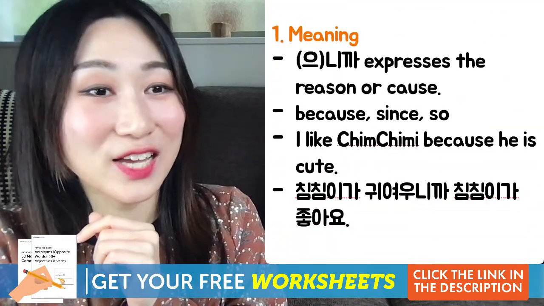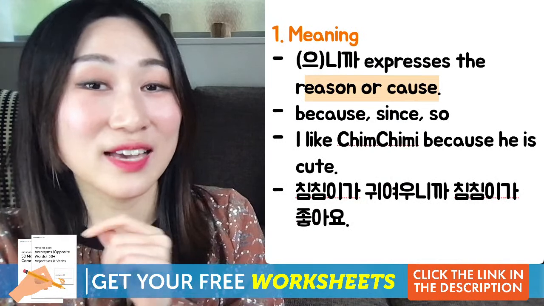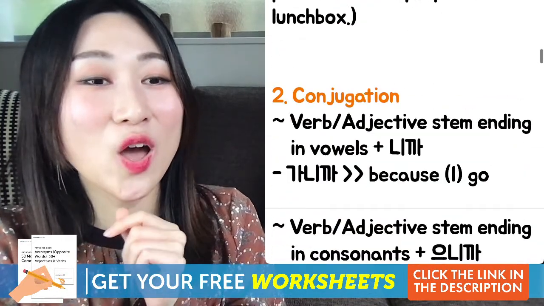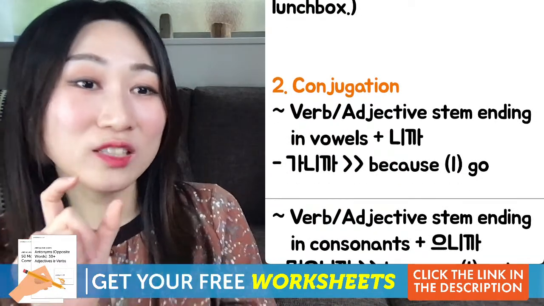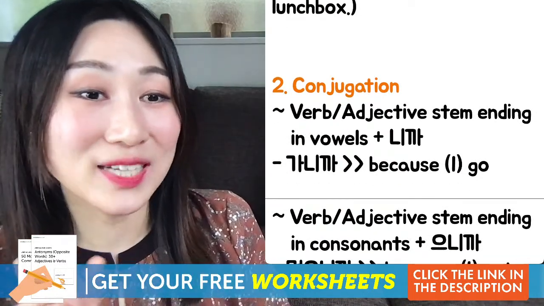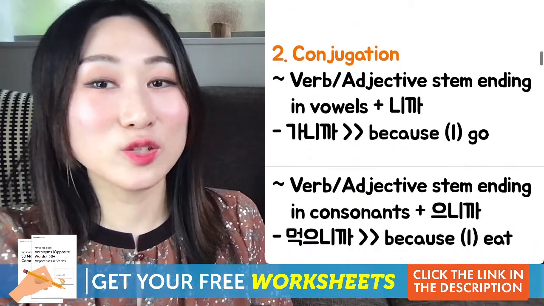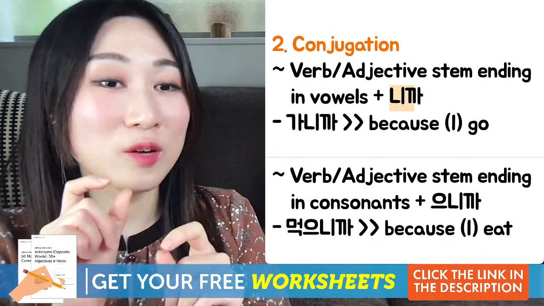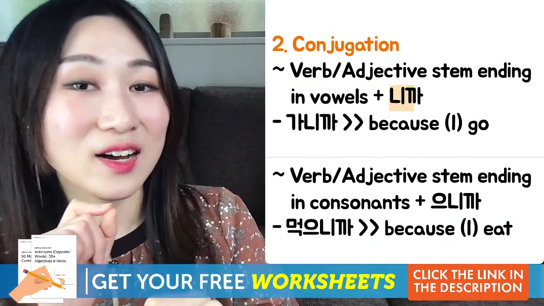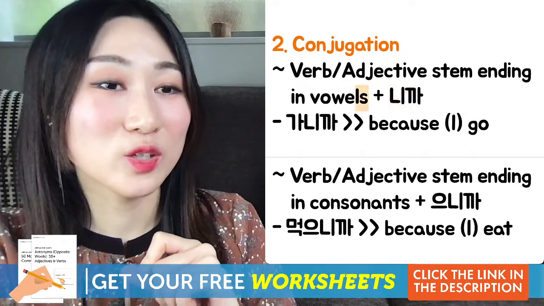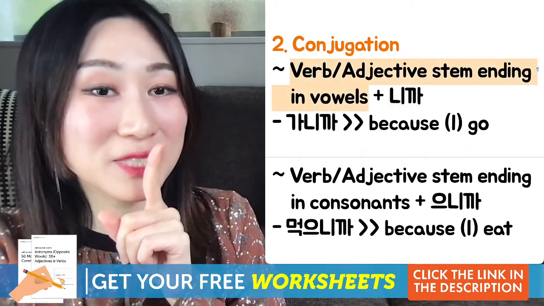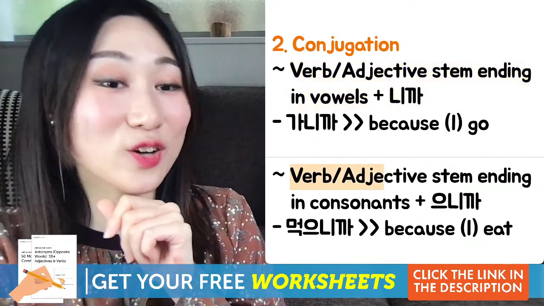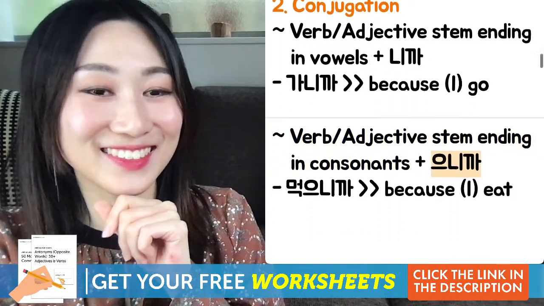It expresses reason or cause in English. As I mentioned, it means because or so, since. And when you conjugate a verb or adjective with 으니까 or 니까, then this is the rule. So there are 니까 or 으니까. 니까 is used when the stem before 니까 or 으니까 ends with a vowel. So if the verb or adjective stem ends in a vowel, then you use 니까. If the verb or adjective stem ends in a consonant, then you use 으니까.